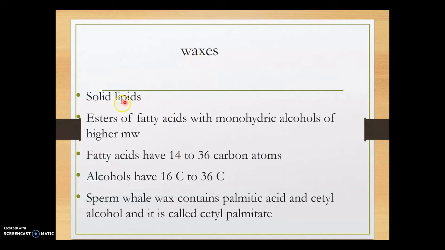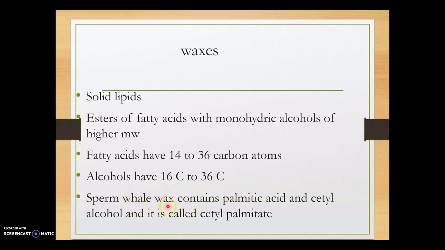So what are the waxes? Waxes are solid lipids. Examples of waxes are what? Honeybee wax, sperm whale wax. Actually, the waxes are esters of fatty acids with monohydric alcohols of higher molecular weight. Fatty acids have 14 to 36 carbon atoms. Alcohol has 16 to 36 carbon atoms. It's a long chain. So simply it means what? The waxes are composed of fatty acid and long chain alcohol.